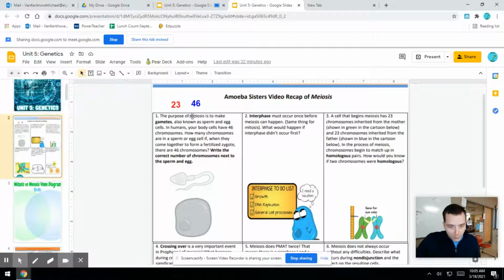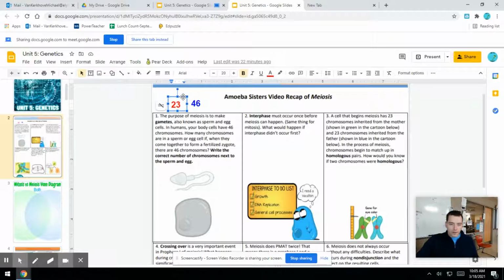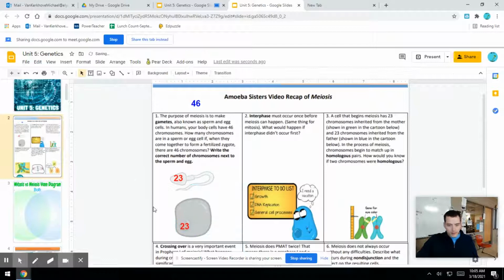So I have 23 or 46. And so I know that in every single one of my body cells, there are 46 chromosomes. That means that in sperm, there is 23. And in egg, there's 23. That makes sense. When sperm and egg come together, that makes 46. And those start duplicating, which makes us.